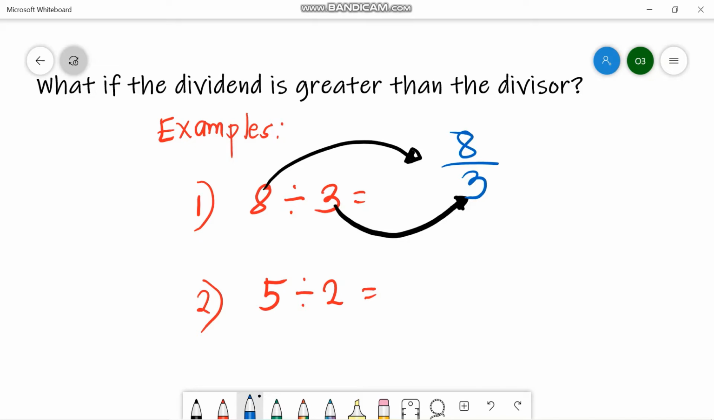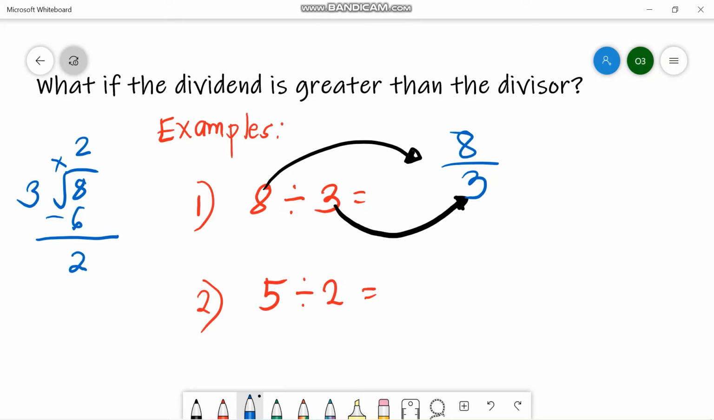And what do we do if it is an improper fraction? We divide the numerator by the denominator. So let's divide 8 by 3. How many groups of 3 can we get from 8? So we will be able to get 2 groups of 3. 2 times 3 is equals to 6. 8 minus 6 is equal to 2.